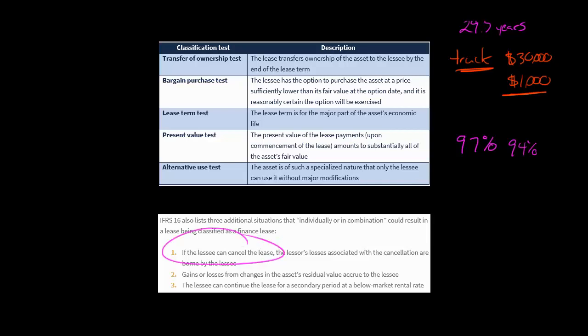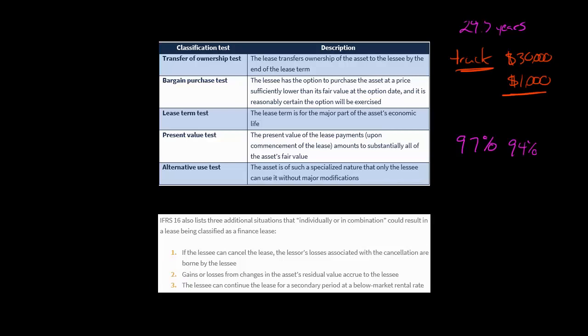First of all, if the lessee can cancel the lease, and if they were to do so, the lessee would have to cover any losses the lessor incurs associated with this cancellation. If that is the case, then this could be treated as a finance lease. Also, if any gains or losses from changes in the residual value of the thing being rented, the truck in this example, are flowing through to the lessee, that also would tend to indicate this is probably going to be a finance lease.